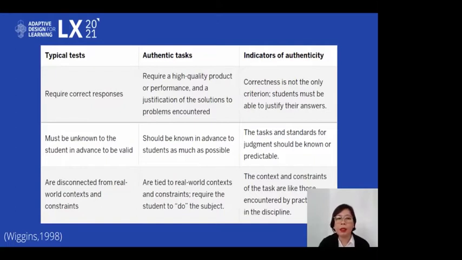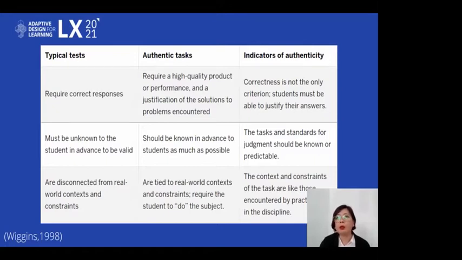For typical tests, they require correct responses, right? For authentic tasks, they require a high quality product or performance or skill and a justification of the solutions to the problems encountered. Then for typical tests, they must be unknown to the student in advance to be valid. And then for authentic tasks, they should be known in advance to students as much as possible.